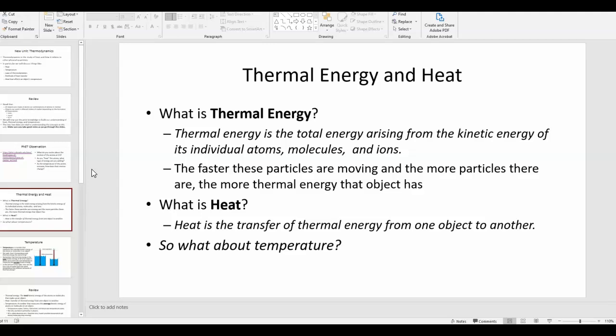The more particles there are, the more thermal energy there is. Right? Because if you're talking about total, you're adding up all the kinetic energies. If you have more of them, obviously you're going to get a bigger number.